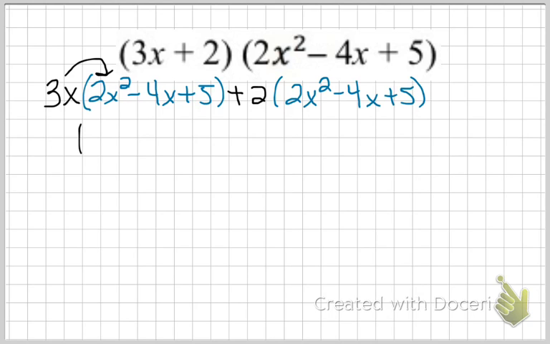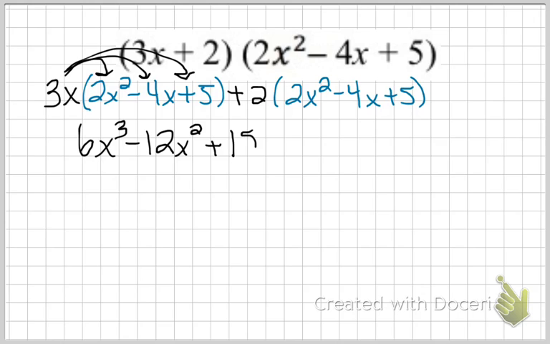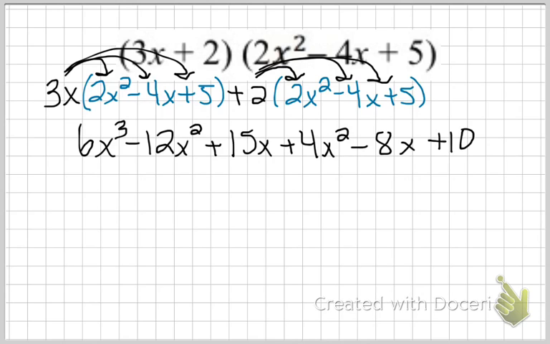Next we multiply. 3 times 2 is 6, x times x squared, x to the power of 3. Next we have 3 times negative 4, negative 12, x times x, x to the power of 2, or x squared. Then we have 3x times 5 would give us a positive 15x. Then we continue with this one. 2 times 2 is a positive 4 with the x squared. 2 times negative 4, negative 8x. 2 times 5, positive 10.